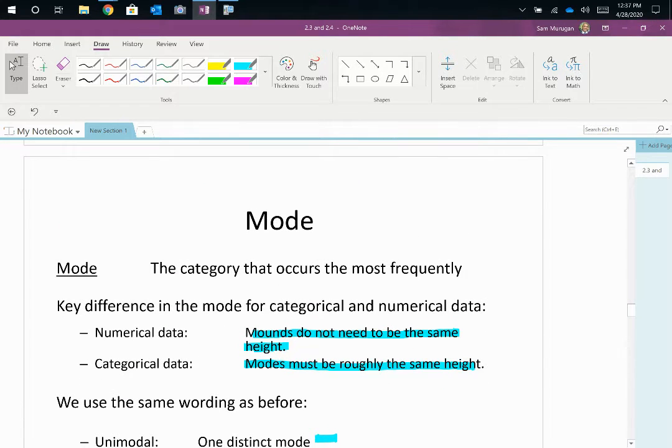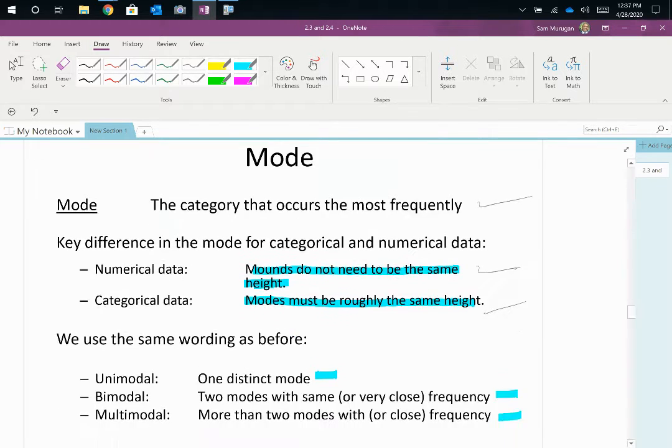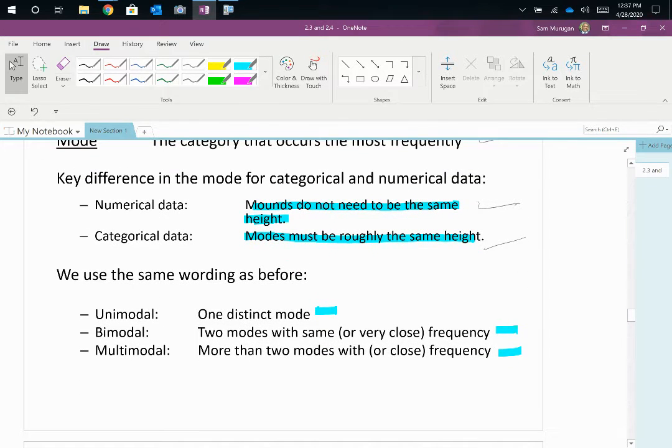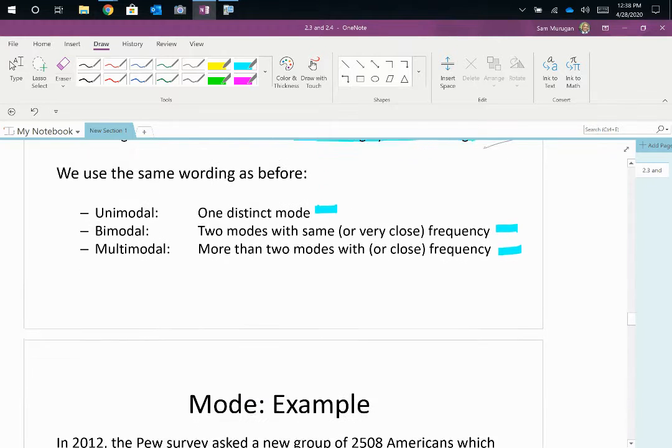The mode, the category that occurs the most frequently. And notice, in numerical data, the mounds do not need to be the same height. In categorical data, big difference here, the modes must be roughly the same height. We use the same type of descriptions as before. Unimodal will describe one distinct mode; bimodal, two modes; and multimodal, anything more than two modes.